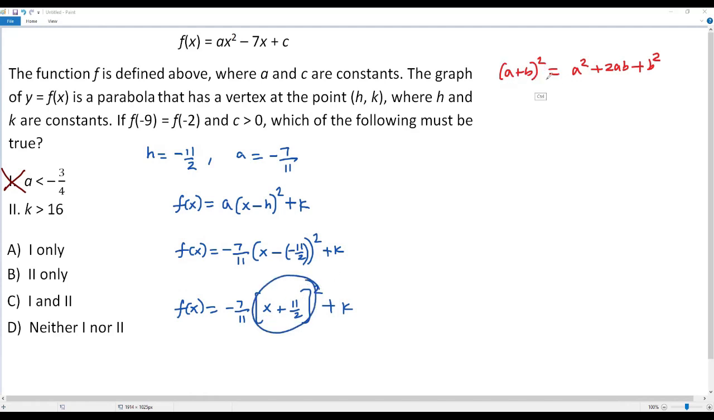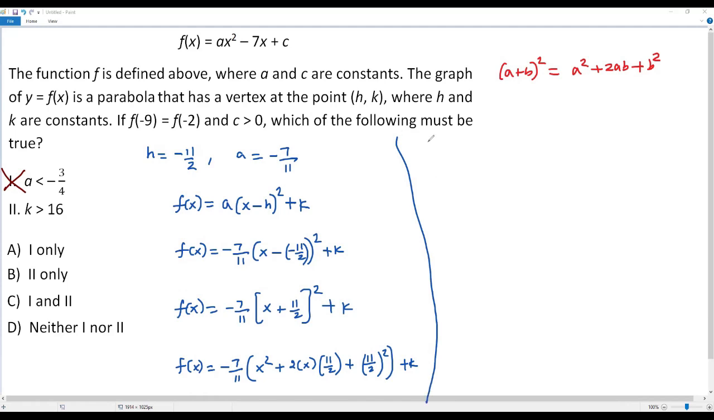Now to get the expansion for this one, we can consider the trinomial over here. In this trinomial, for a we have to plug in x, and for b we have to plug in 11 over 2. Okay, now let me do it. Then I'm getting f of x equals negative 7 over 11 times x square + 2ab, that is 2 times x times 11 over 2, + b square, that is 11 over 2 the whole square, + k.